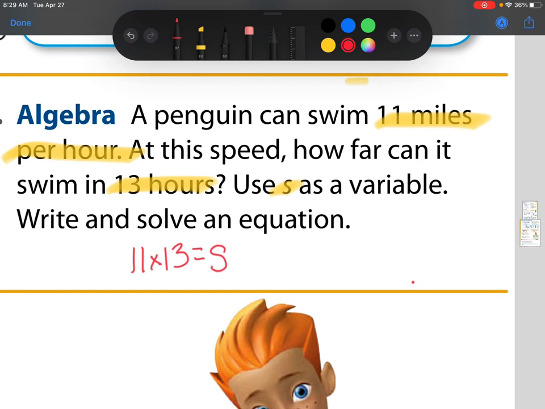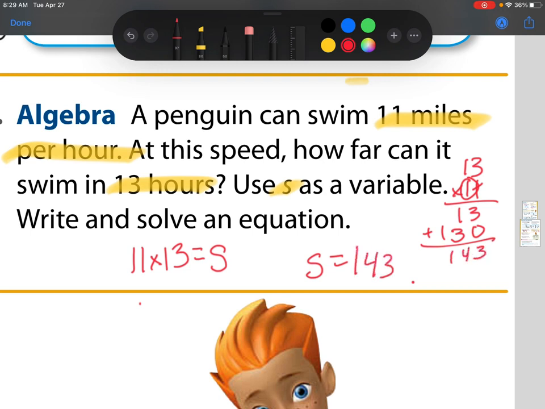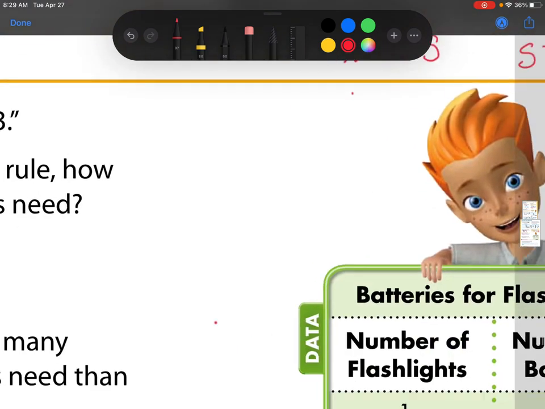So now what do we have? Well, now we need to solve. What does S equal? So S equals, and now we need to do 13 times 11. This is going to be 13. Then we go to the tens place value, add them up. So how far? The penguin can swim 143 miles, which is incredibly long. Now, let's check our last remaining bits.